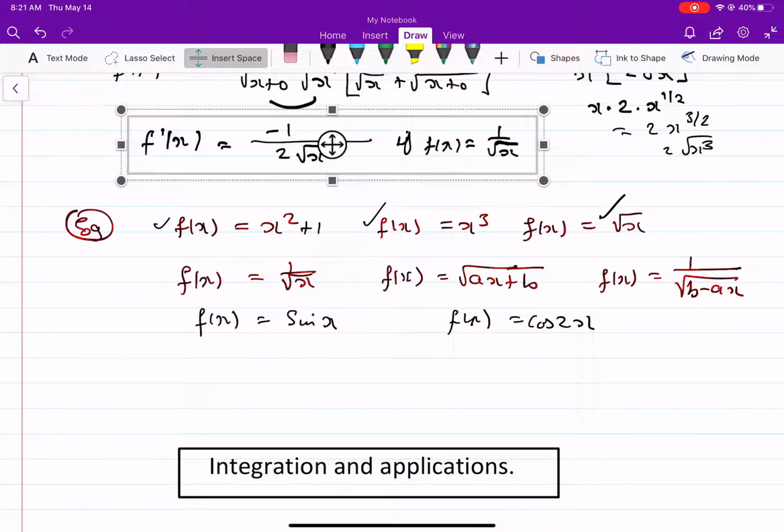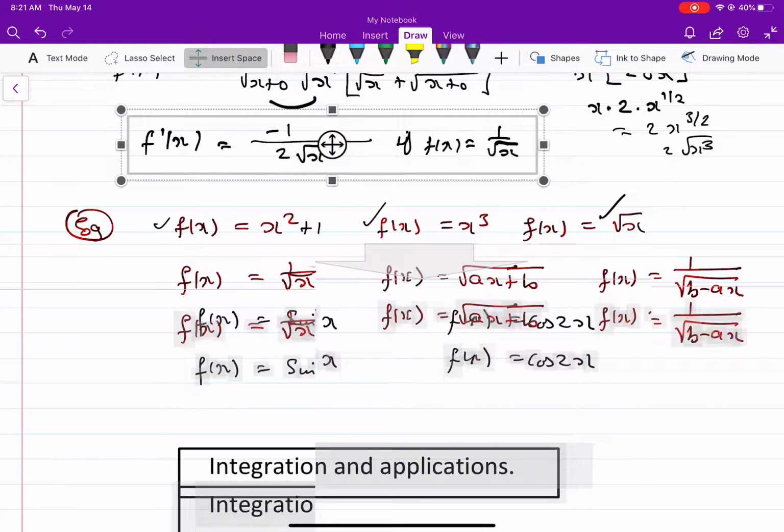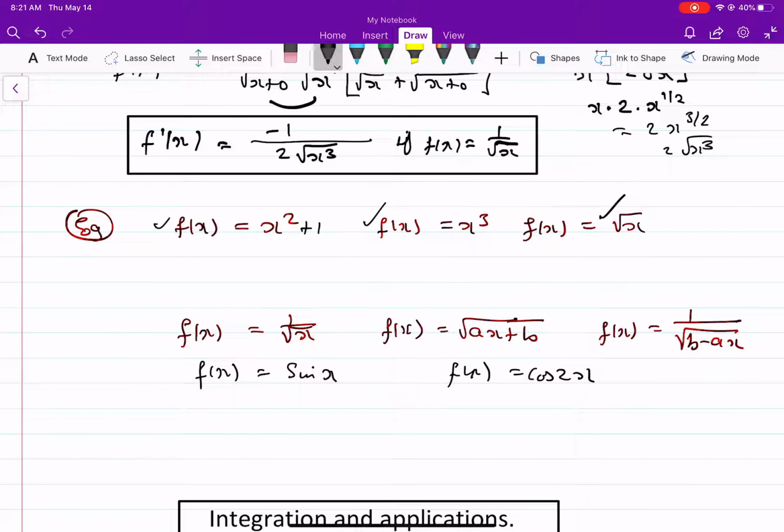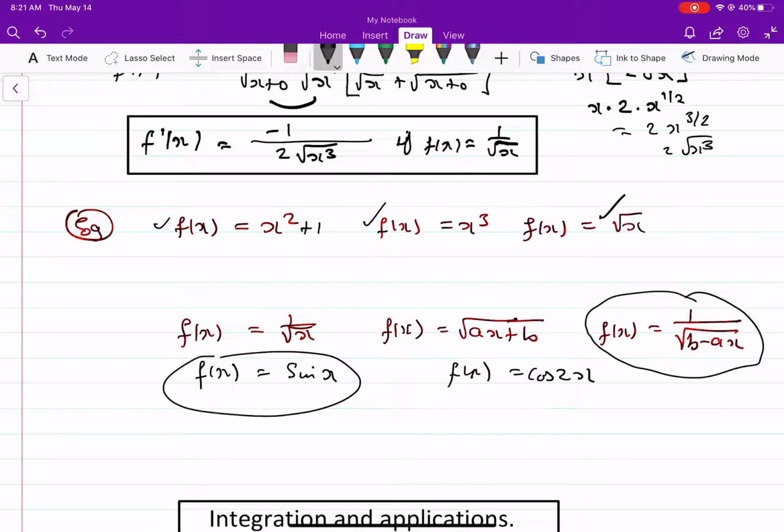I'm going to do 2 more of these. I'm going to do this one. I'm going to do this one. And I'm going to do sin x. 21. Ooh, it is an hour already.